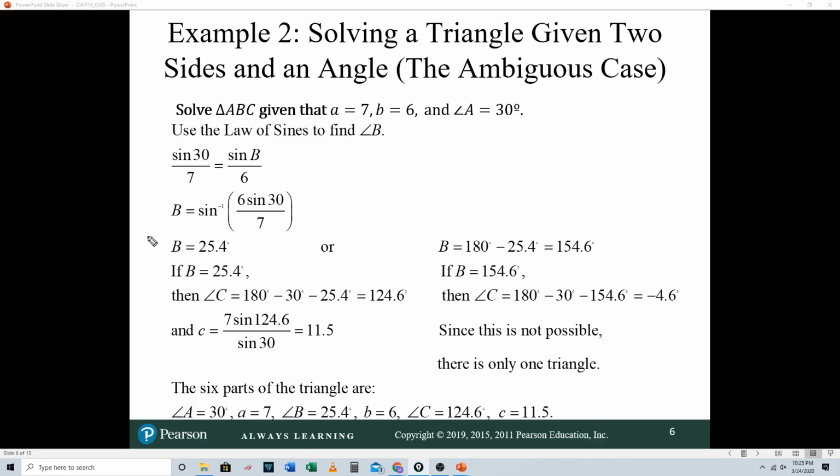So here, what we don't know is, given this information, we have a triangle. It could be an acute triangle, or it could be an obtuse triangle. Don't know, okay? So A, B, C, and A, B, C. We know that A is 30 degrees. Again, this is a terrible triangle, but that's fine. This is a little better. And side A is 7, and side B is 6.